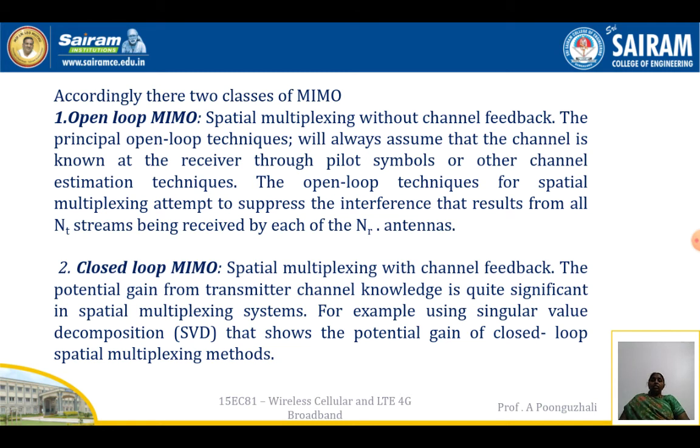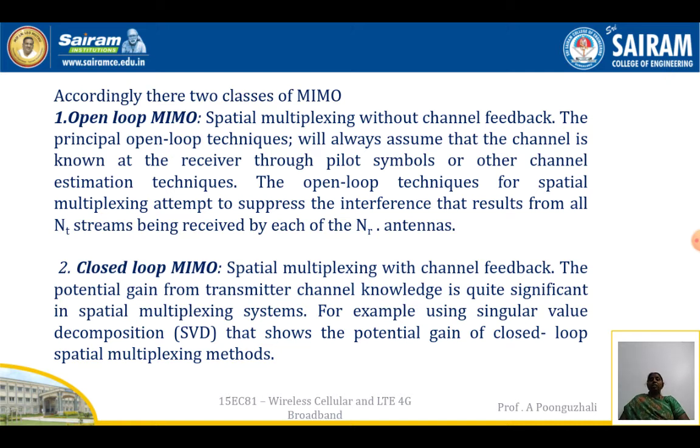There are two classes of MIMO technique. One is open loop MIMO and the other is closed loop MIMO. Open loop MIMO is spatial multiplexing without any channel feedback. That means that once your transmitter is ready, it will assume that the receiver knows the state of the channel based on your pilot symbols or other channel estimation techniques. In this case, spatial multiplexing is going to suppress the interference that results from the NT streams being received by each of the NR antennas.